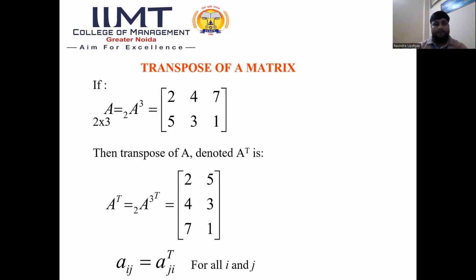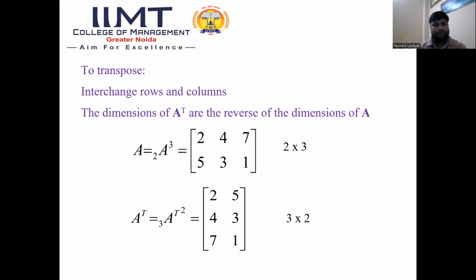That means if we want to find the transpose of a matrix, we convert rows into columns or columns into rows. To transpose, interchange rows and columns; the dimensions of A transpose are the reverse of the dimensions of the original matrix. In example 1, suppose A equals 2, 4, 7, 5, 3, 1. This is a matrix of 2 by 3 order, and the transpose matrix is 2, 5, 4, 3, 7, 1. It is a matrix of 3 by 2 order. The transpose matrix order is 3 by 2, and the original matrix order is 2 by 3.